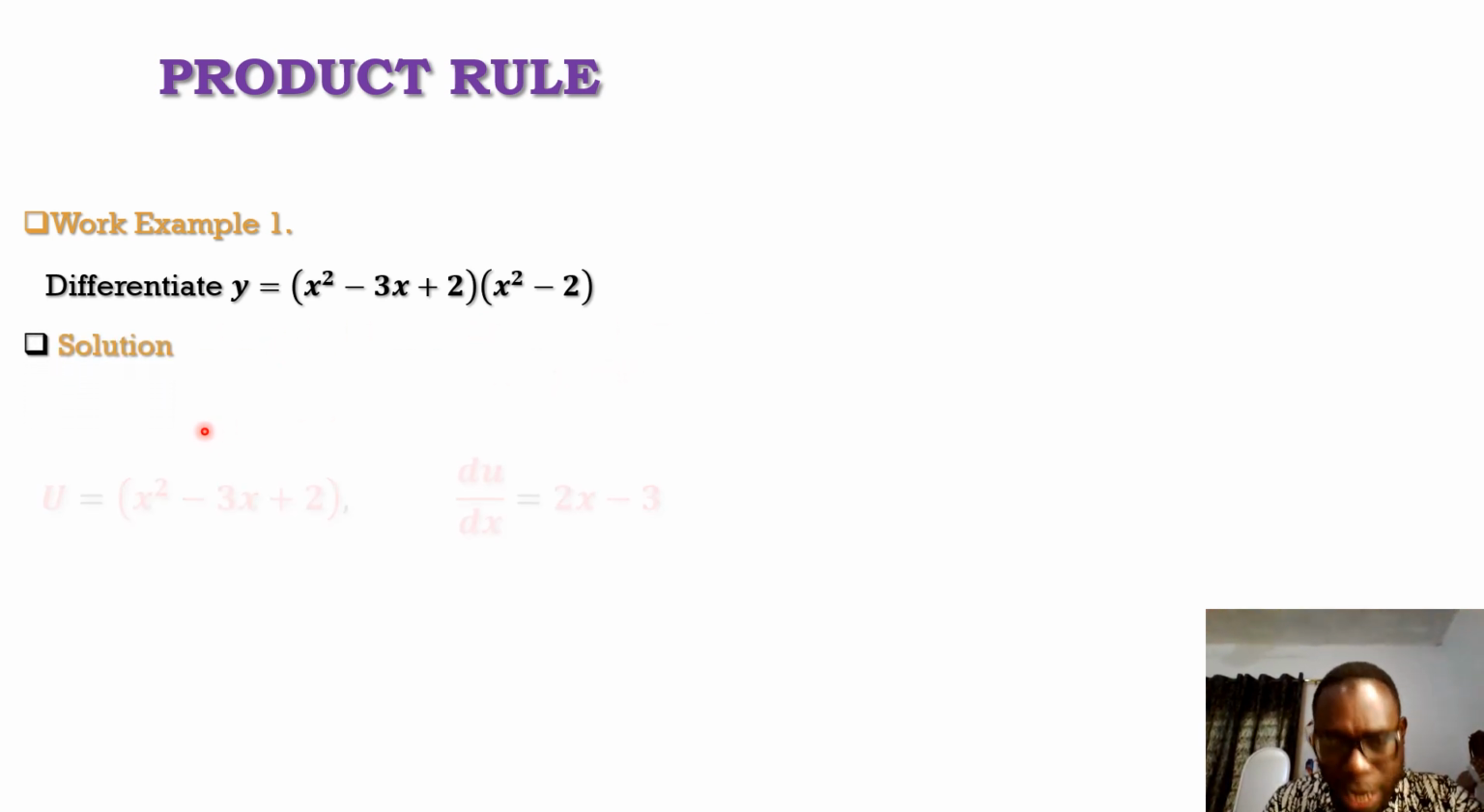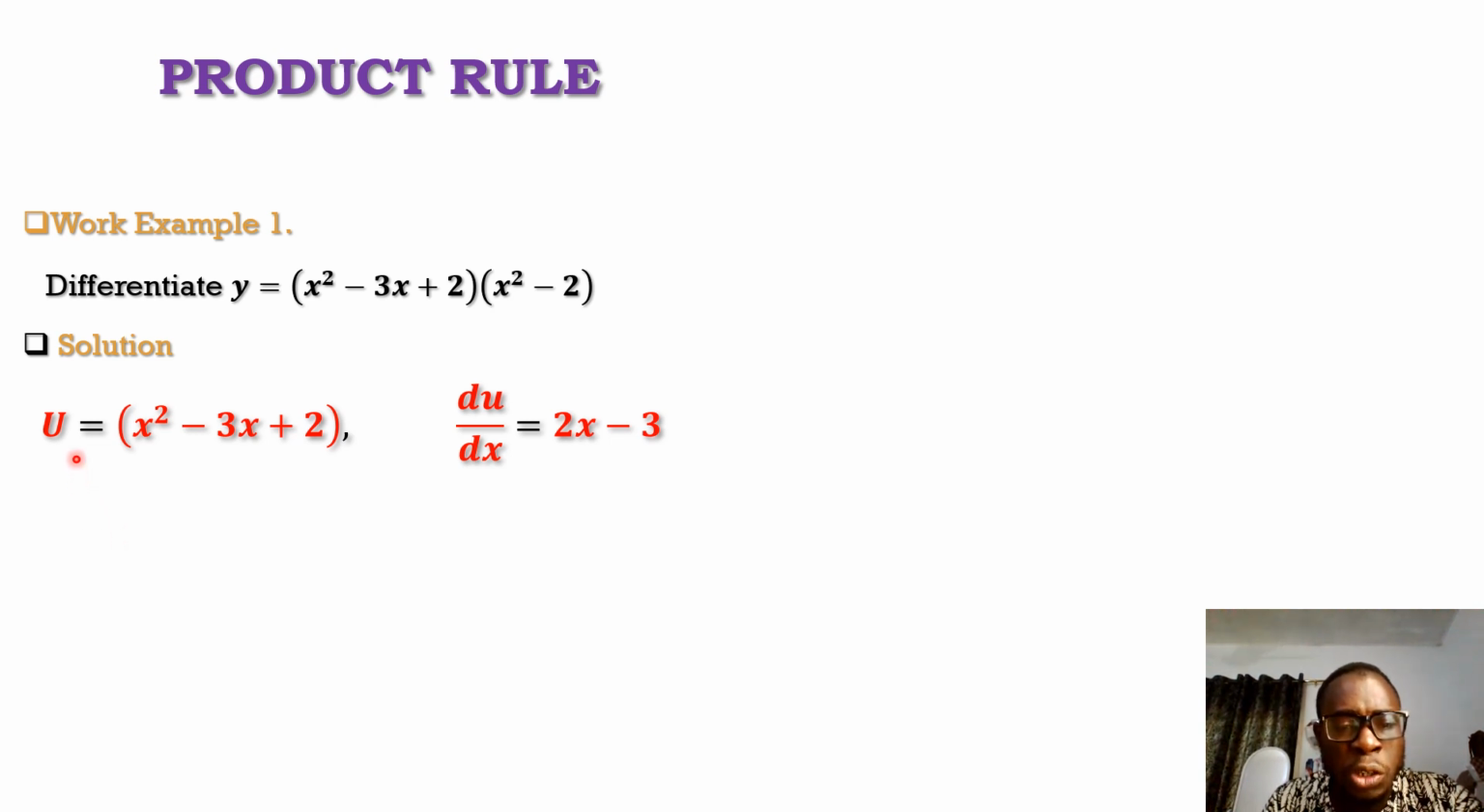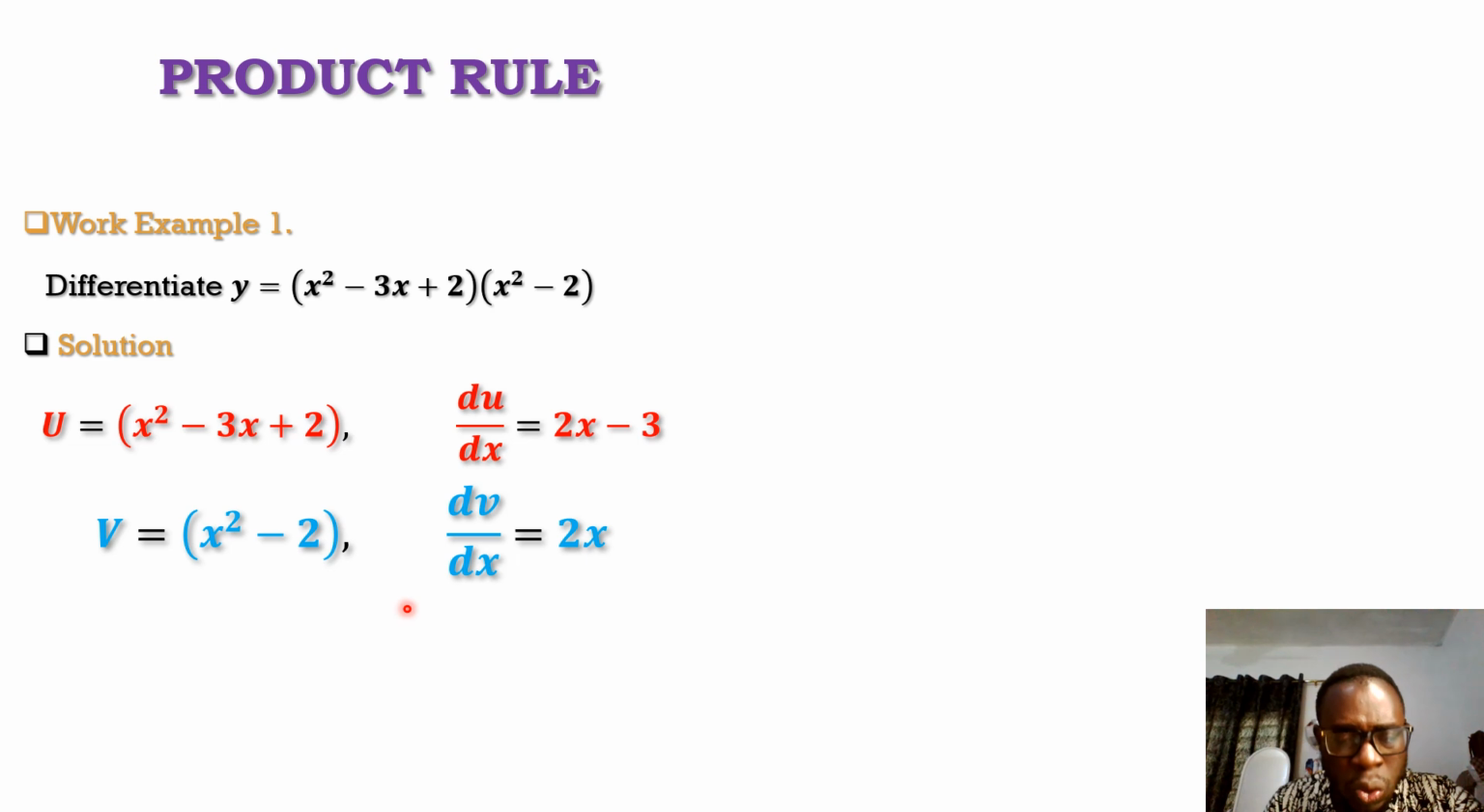What we do is, we let u represent the first function, and when you differentiate u with respect to x, we get du dx equal to 2x minus 3. Then we also let v represent the second function, that is x squared minus 2. Then you find the derivative of v with respect to x. So dv divided by dx is equal to 2x when you differentiate the function.